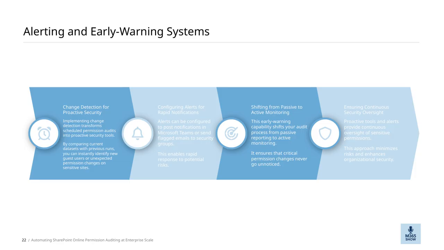Another important aspect is change detection. Instead of relying solely on scheduled audits, this method allows you to compare current permission datasets with previous snapshots. It helps you spot new guest users or unexpected permission changes on sensitive sites instantly, making your security measures more proactive and effective. Overall, integrating these alerting and early warning capabilities transforms your security approach from reactive to proactive, ensuring continuous oversight and rapid response to any permission issues.